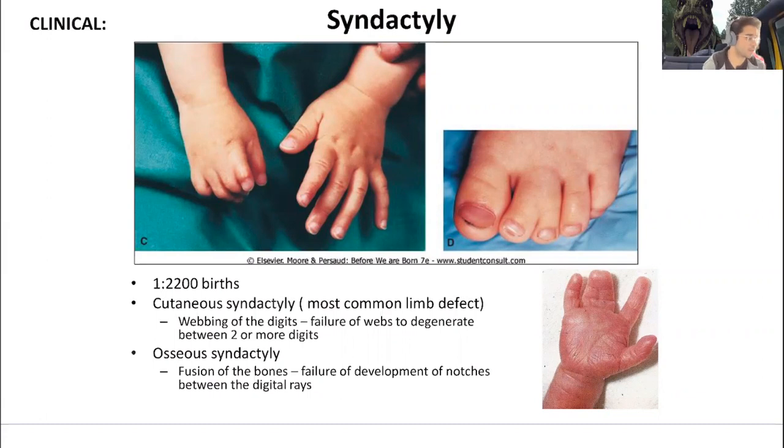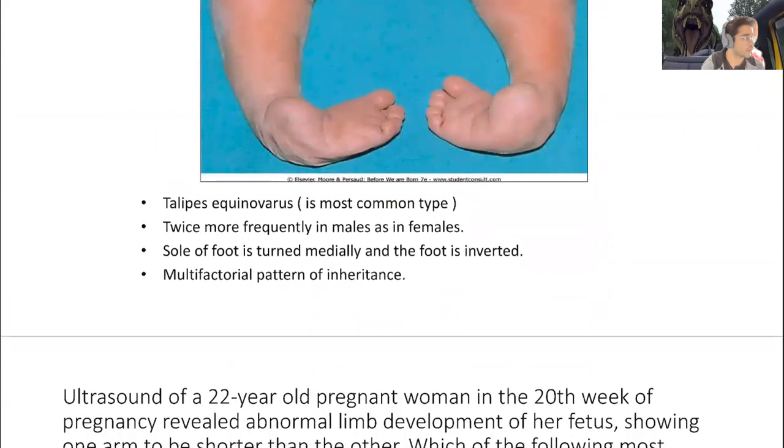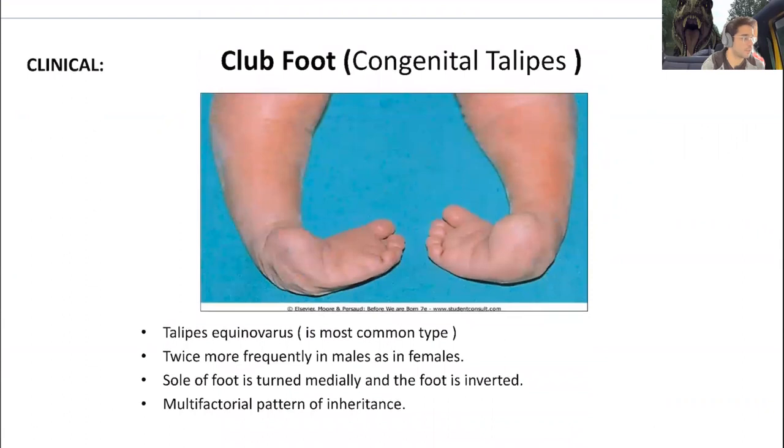The osseous one is often associated with congenital malformations. Fusion of the bones tends to happen with this, and notching is associated with osseous syndactyly. Keep that in mind. There is a distinguishing factor, okay? Important. Polydactyly is one or two extra digits, and typically its inheritance pattern is dominant in nature, so autosomal dominant. Club footing, you're going to learn a lot more about in terms of different disorders. For now, just know that it's more common in males as compared to females, and typically the foot is medial and inverted.